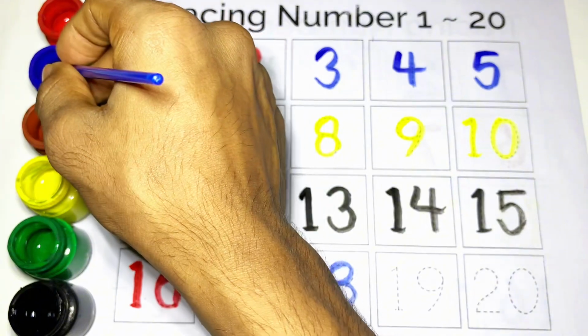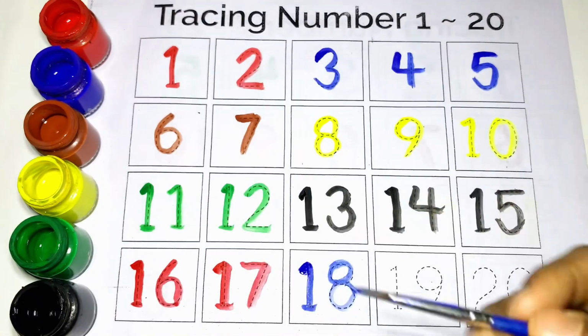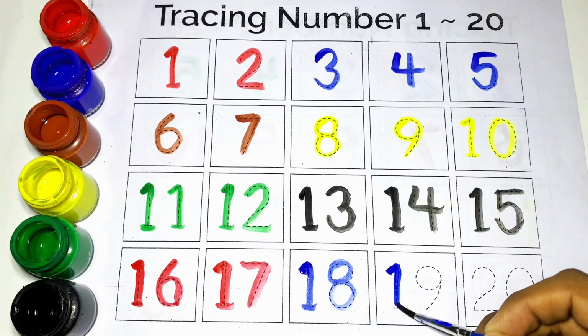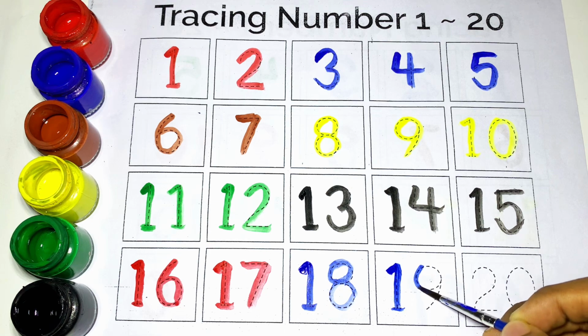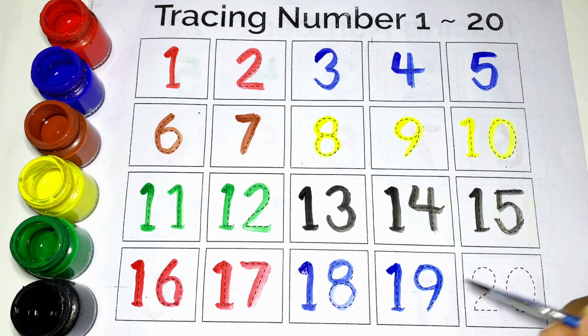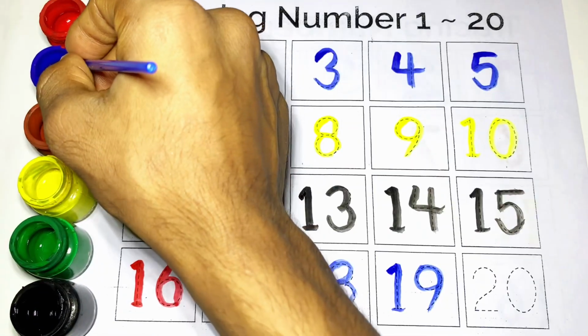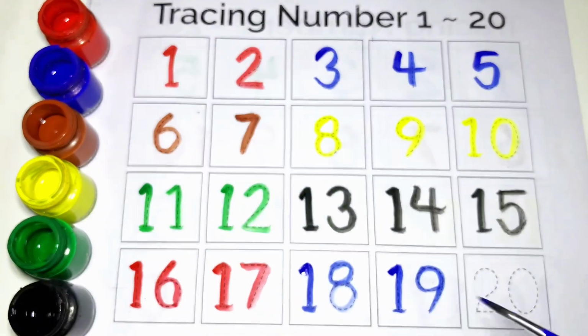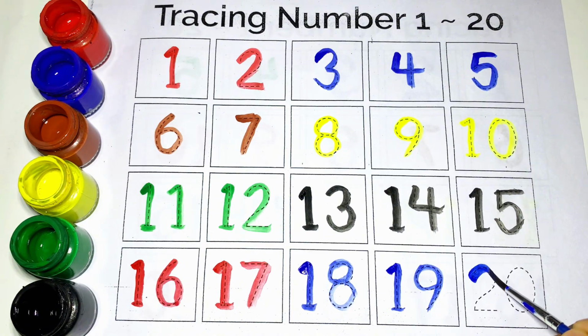Kids, again use blue color and draw 19, the number 19. Kids, again use blue color and last draw 20, the number 20.